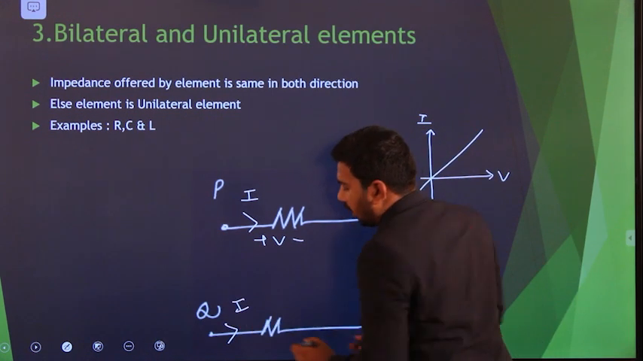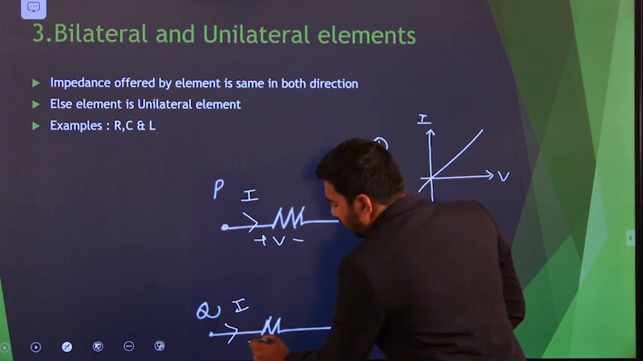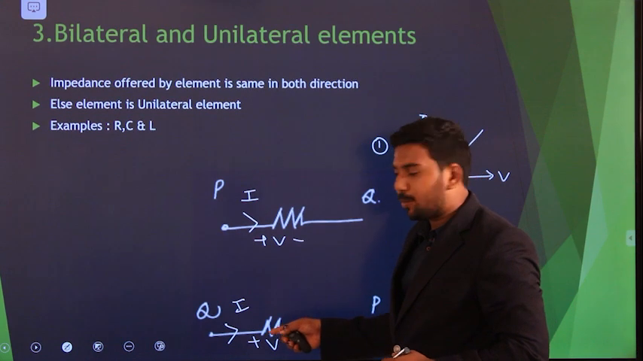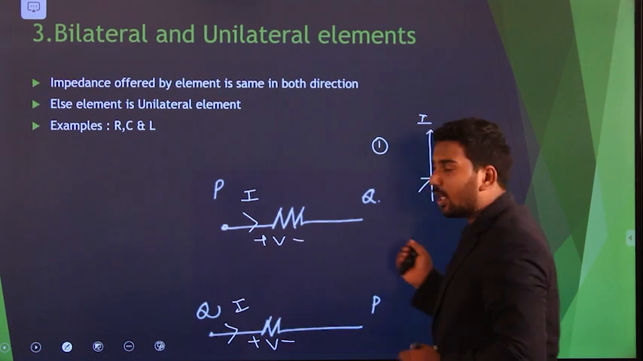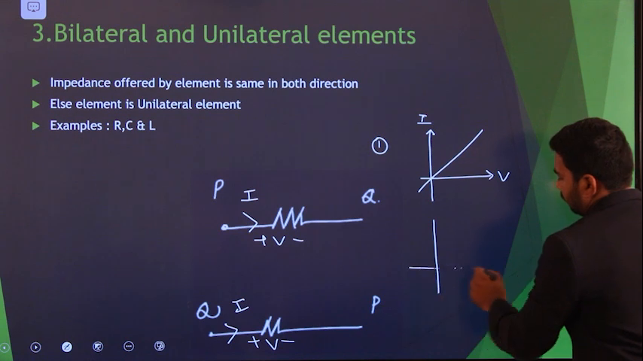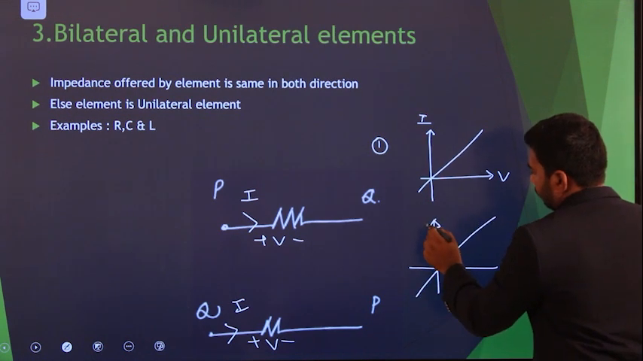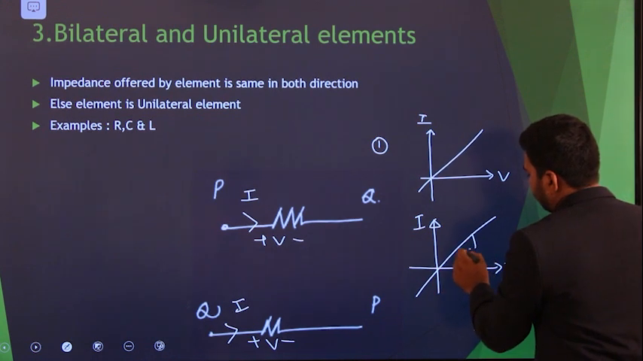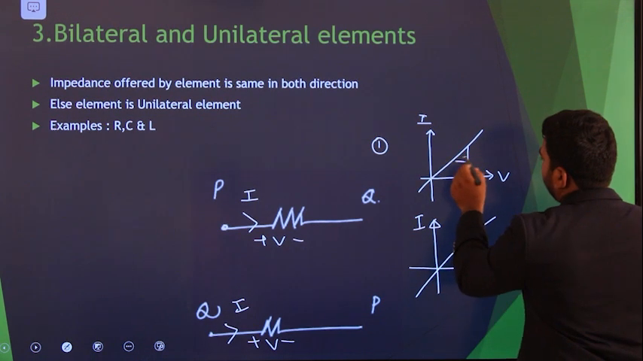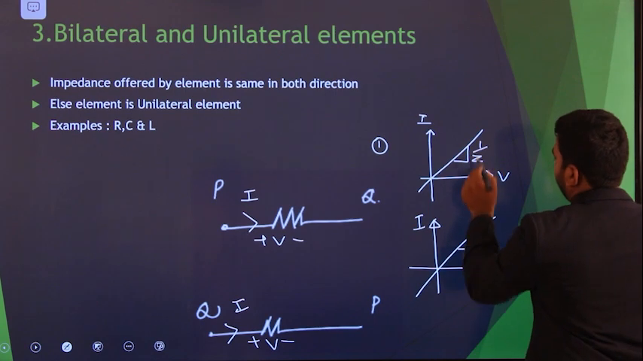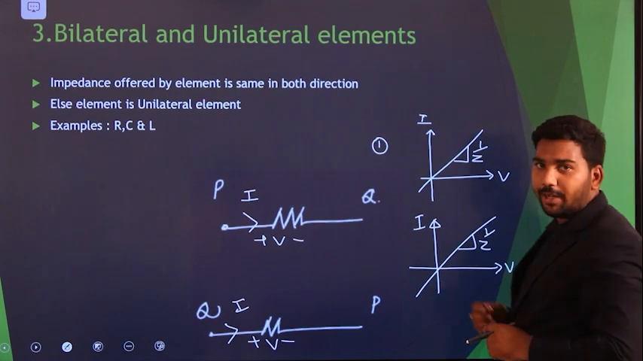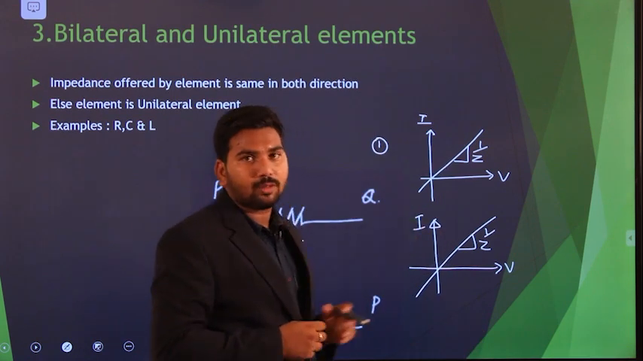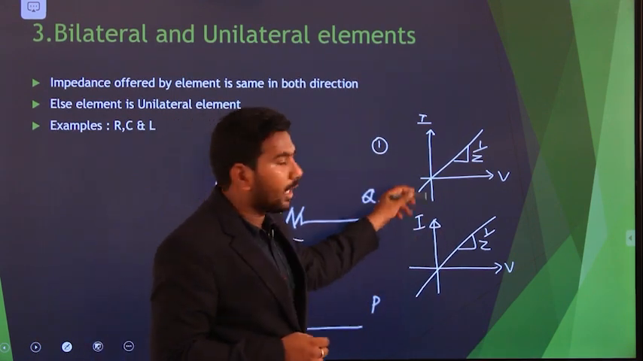Okay, I apply current from the other terminal. Then voltage will be developed like this. This is plus and this is minus. Now plot between I and V. You will get the same plot as this one. Now if I take the plot between I and V, you will get these two waveforms. If you see these two waveforms, both are exactly the same, right?